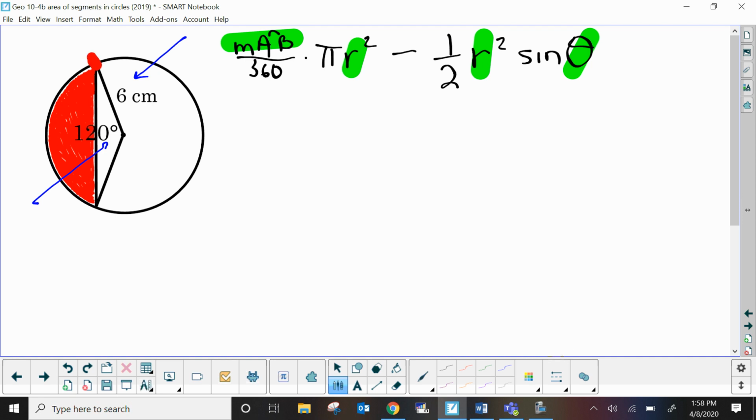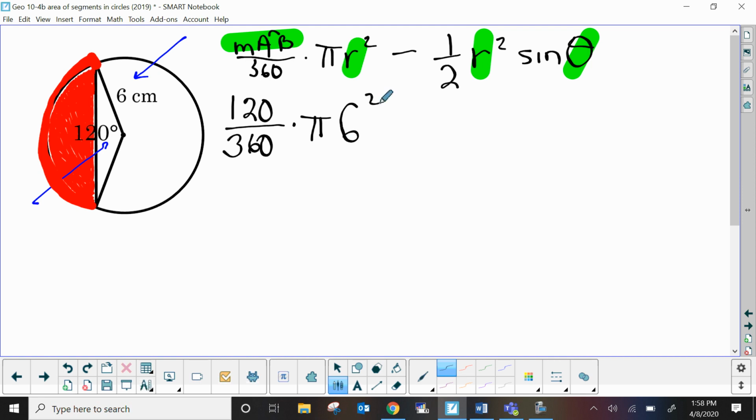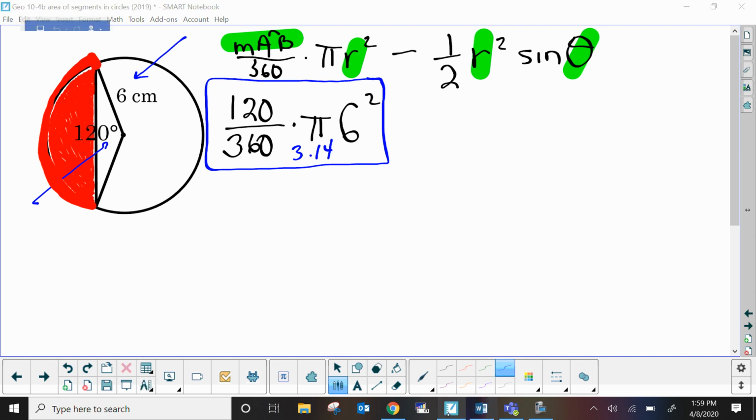All right. So I need to find the measure of this arc. Remember the measure of this arc in degrees, that is the same as the central angle. So that's 120 degrees over 360 times pi r squared, and in this case my radius was 6, so 6 squared. Now remember in the notes that I did yesterday, I told you to go to the calculator and do this. Okay, we're going to use 3.14 for pi.